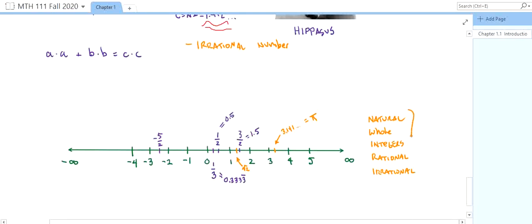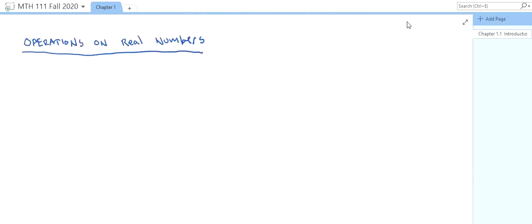And this whole set of numbers is what we play around with, especially in science and engineering. And we call this our real number set. So these are all the numbers we use in these number lines, and we call them the real number set. So let's talk about operations on real numbers.